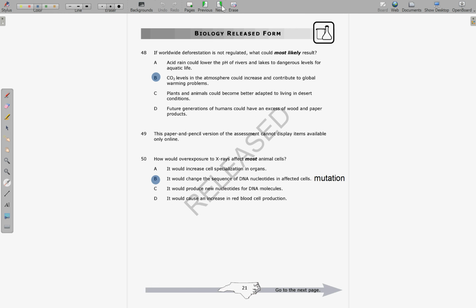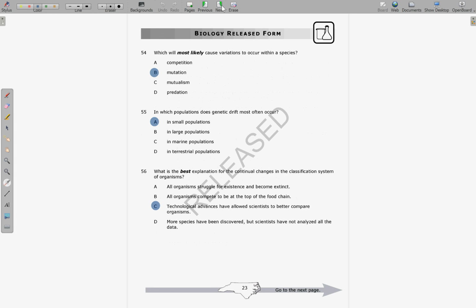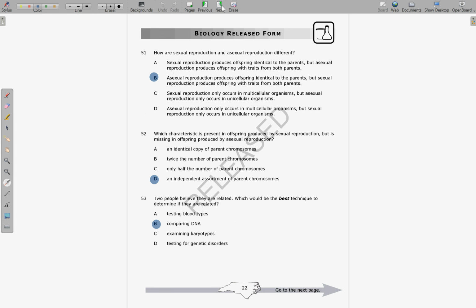Number 48, all right, I don't see anything super outrageous. Remember, sexual reproduction recombines DNA from the parents and makes a totally new offspring. Asexual reproduction produces a copy of the parent, all right? Since asexual reproduction produces a copy, there will be no independent assortment. That only happens in sexual reproduction. Number 53, comparing DNA, you would do that with the DNA fingerprint.